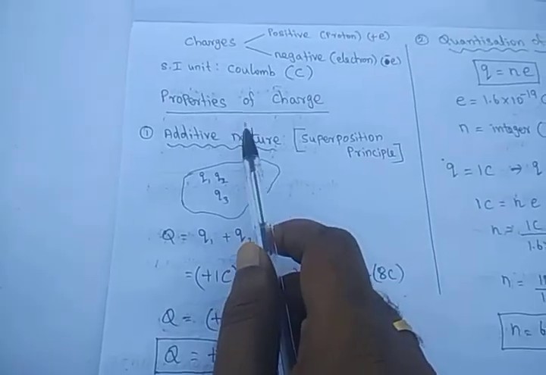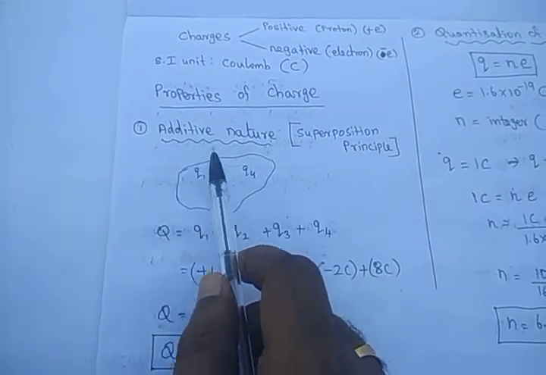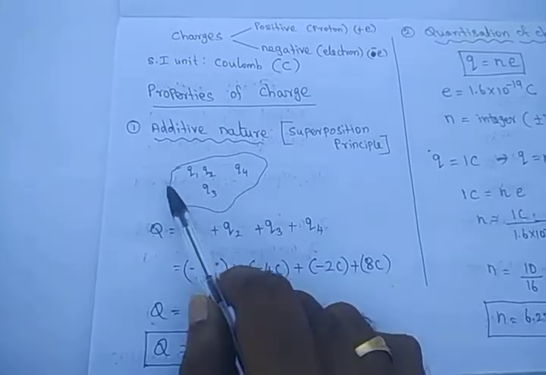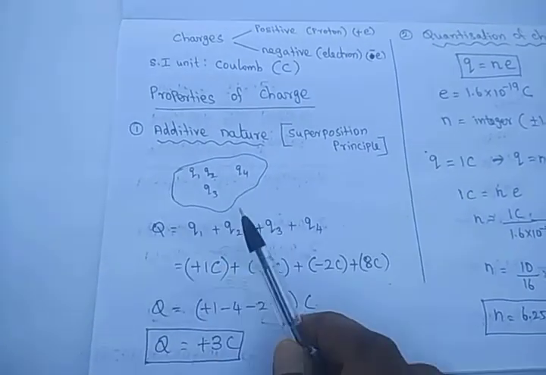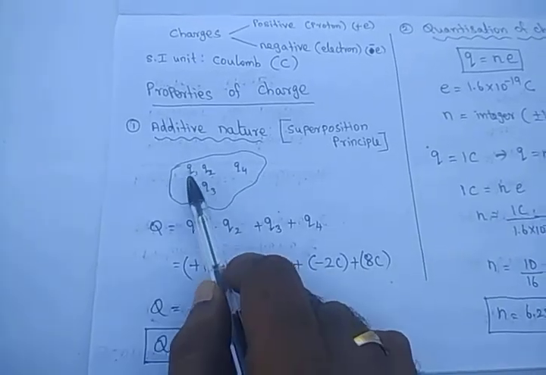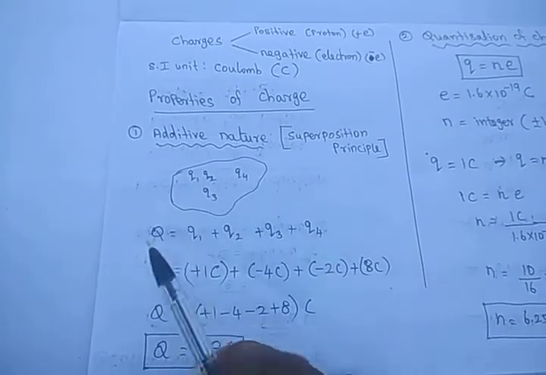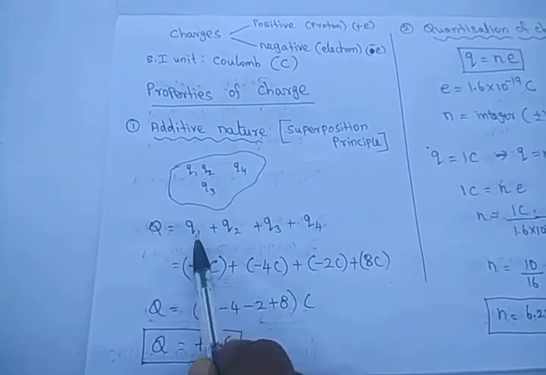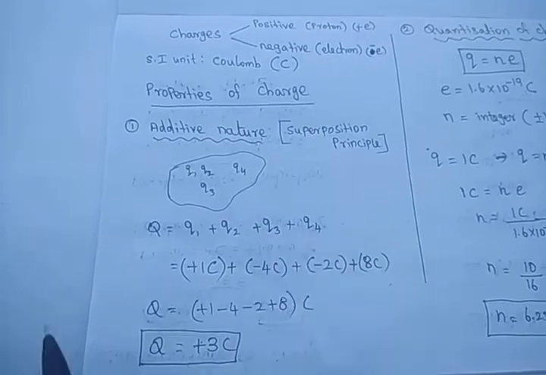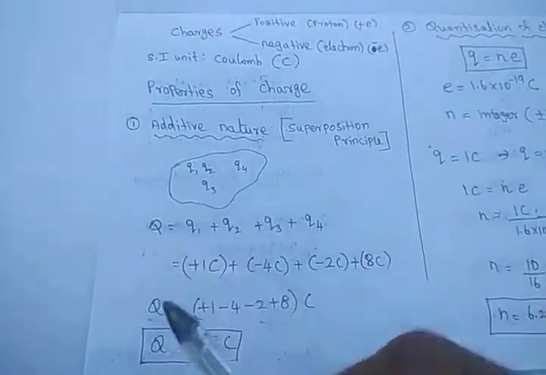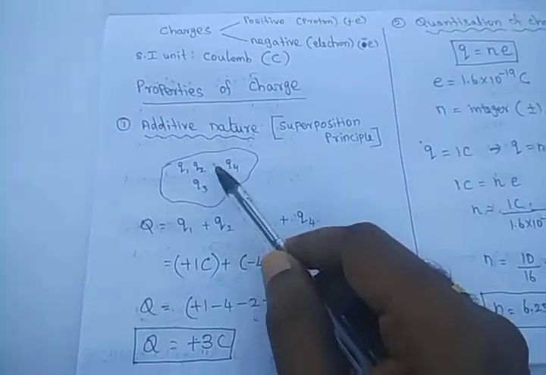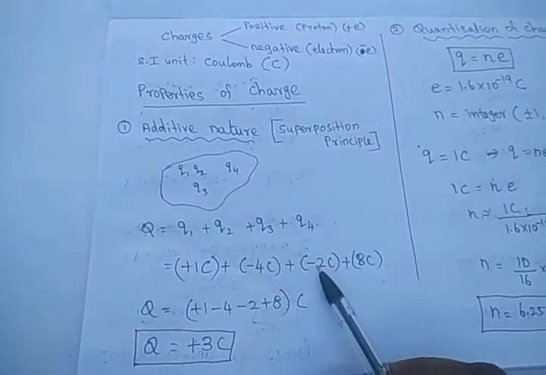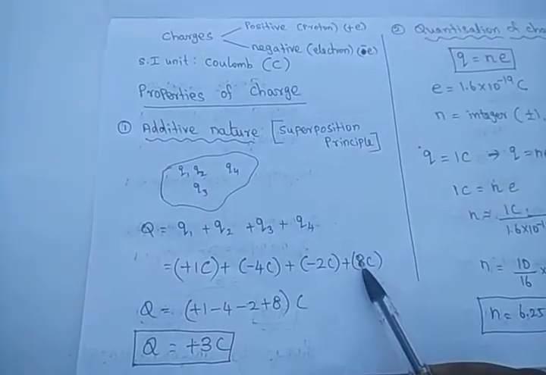Let us see the properties of the electric charges. The first property is additive nature. That is called the superposition principle. Let us assume a small surface which has n number of charges. Let us say Q1, Q2, Q3 and Q4. So the total charge on this surface is merely the sum of Q1, Q2, Q3 and Q4. Now we will assume that Q1 is equal to 1 coulomb, Q2 is equal to minus 4 coulomb, Q3 is equal to minus 2 coulomb and Q4 is equal to plus 8 coulomb.